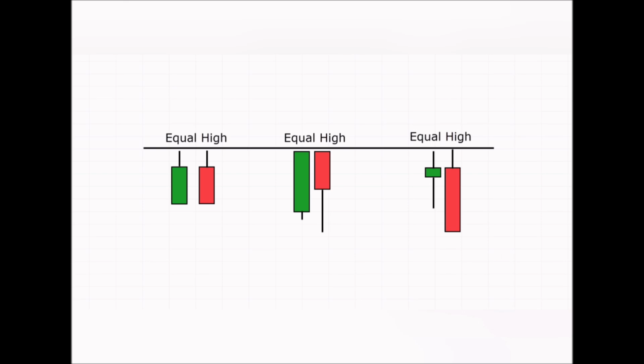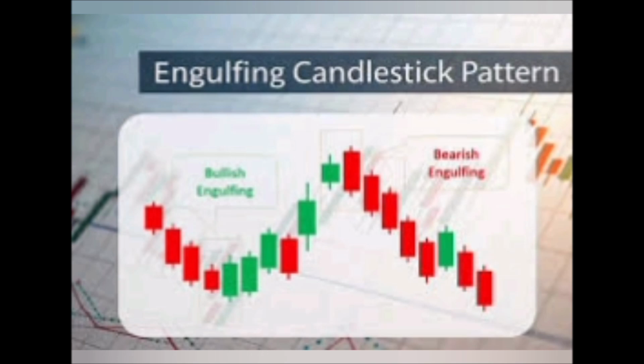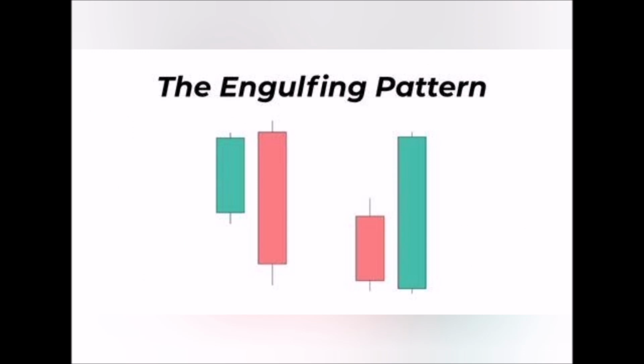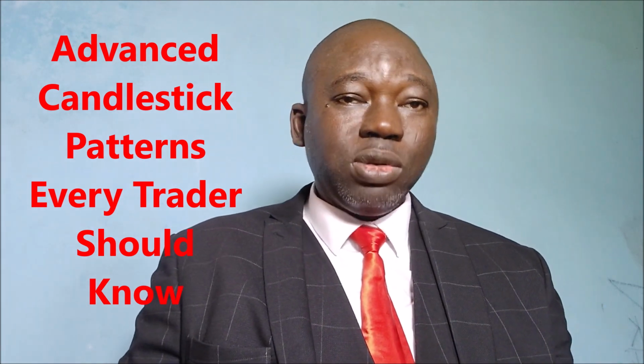Then we also have the three black crows. This one is a bearish reversal candlestick. Three bearish candles with lower closes show sellers dominating the market. What does this imply? This signals a potential downtrend and trend reversal also. Now, let's look at number three, which is the abandoned baby.